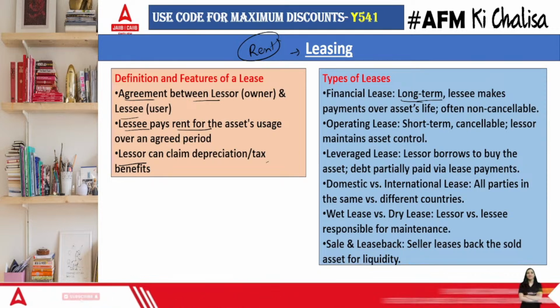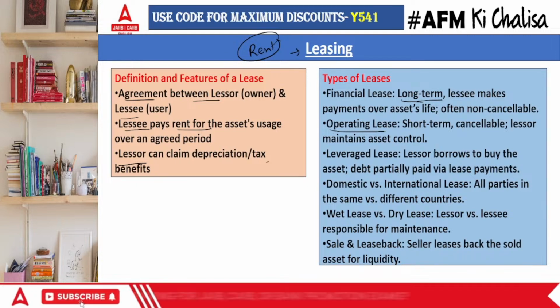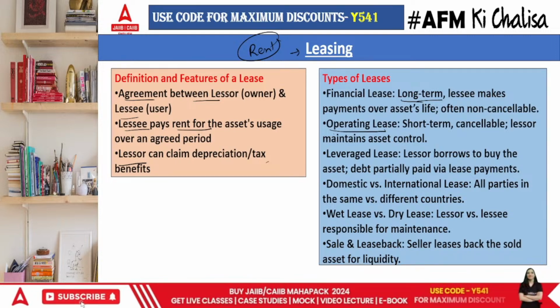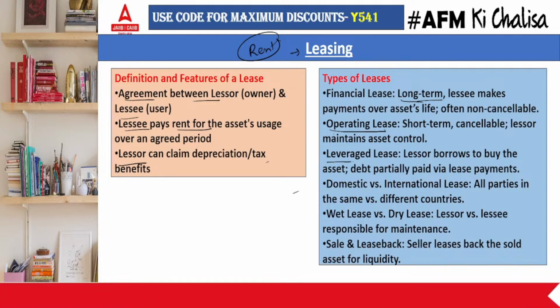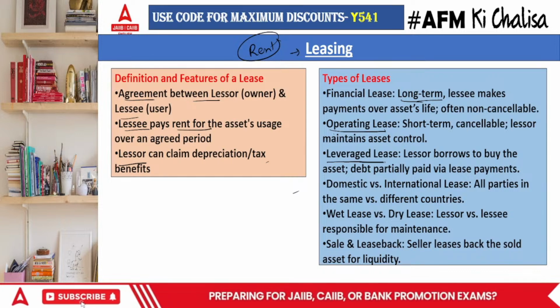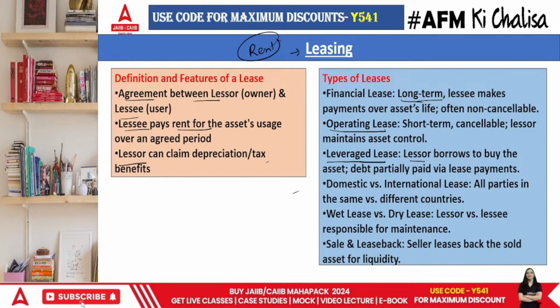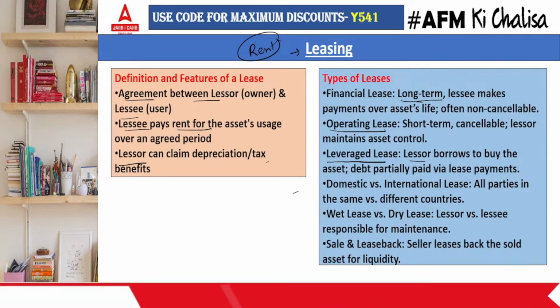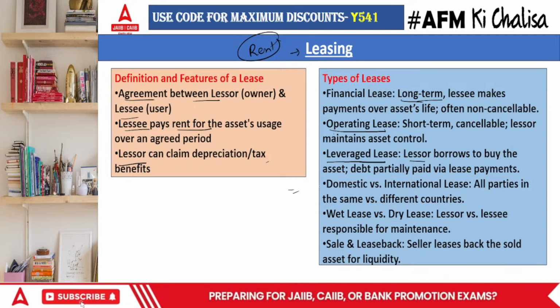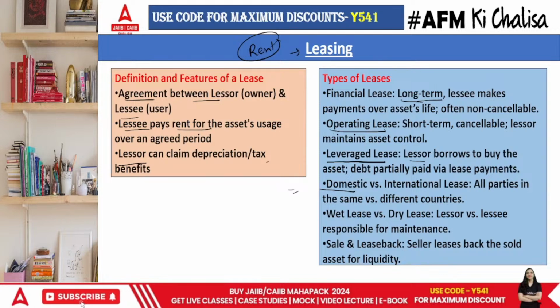Operating lease is for short term lease. Financial lease is long term. Operating is short term in nature and can be cancelled after that particular time period. Leverage lease: I do not have money enough, so what I do is I borrow money, buy an asset and provide you on lease. Then is domestic versus international. If it is Indian, it's a domestic lease. If it's an international level, it's an international lease.